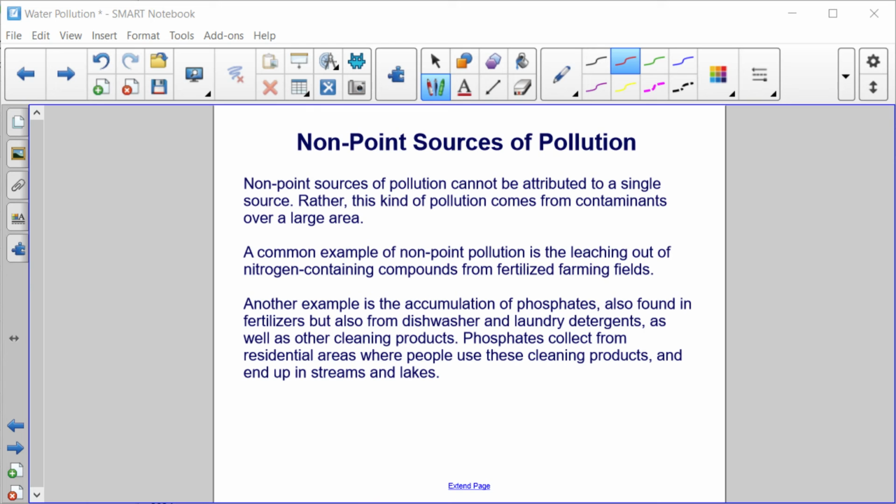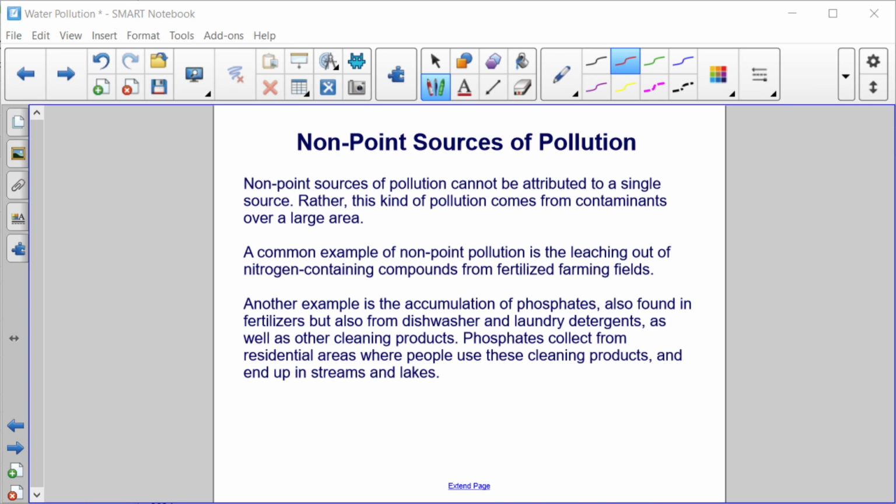Non-point sources of pollution. Non-point sources of pollution cannot be attributed to a single source. Rather, this kind of pollution comes from contaminants over a large area. A common example of non-point pollution is the leaching out of nitrogen-containing compounds from fertilized farming fields.